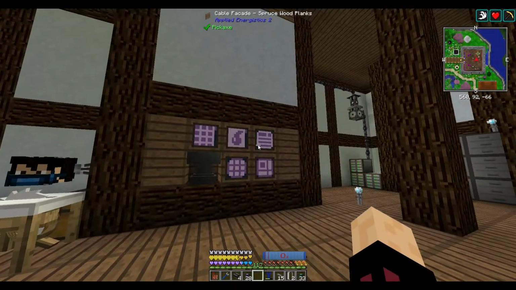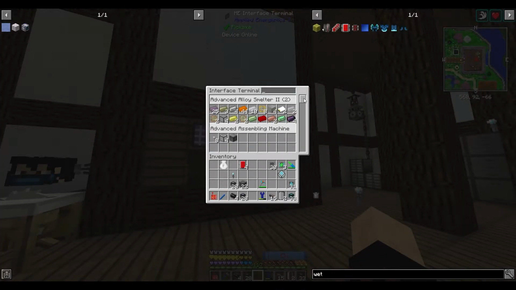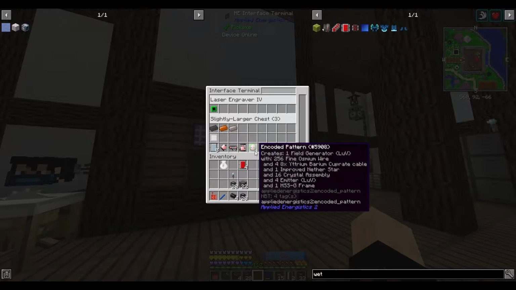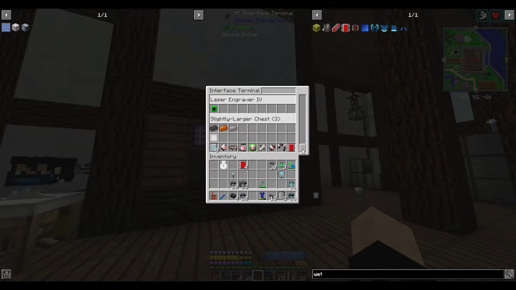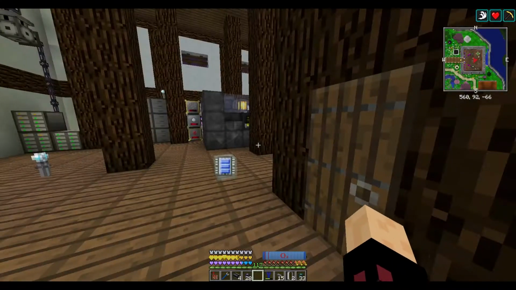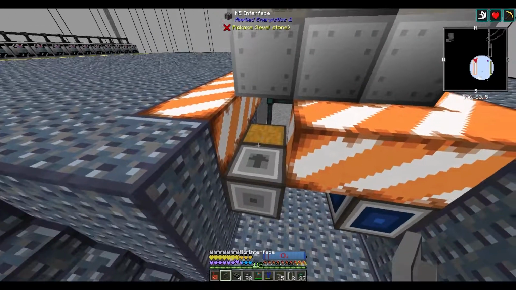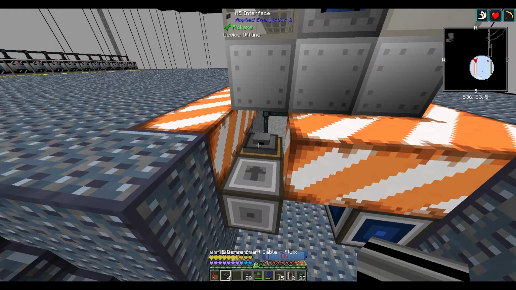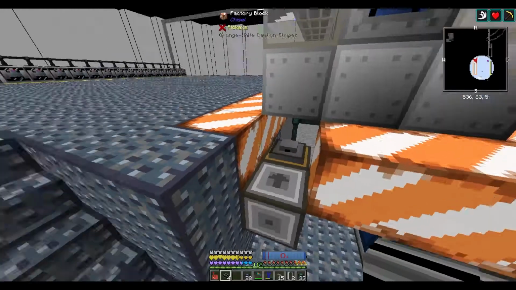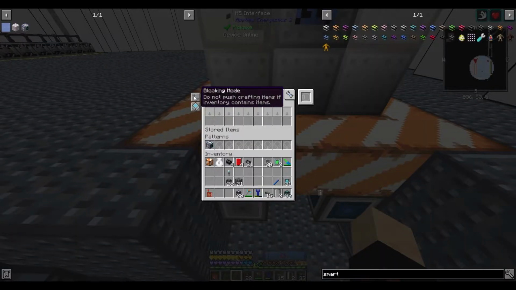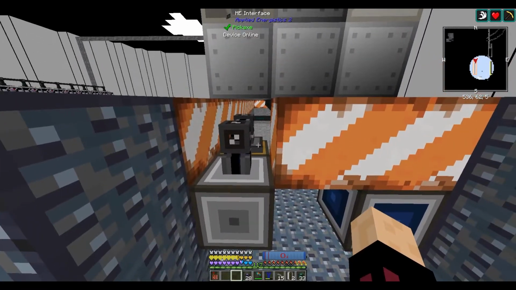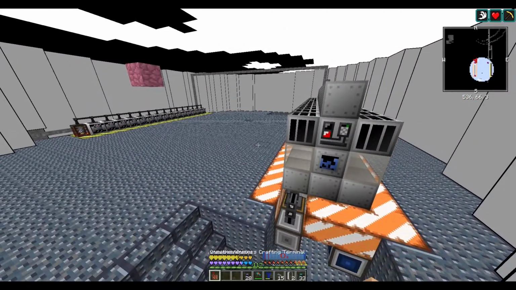And, oh, of course, I need to put it over there. What else are you crafting? Really? Okay, I'm gonna need to put another interface over there. Let's do one of the small ones. Let's connect it here like so. What is this? Dense? No. Blocking mode. Device online.